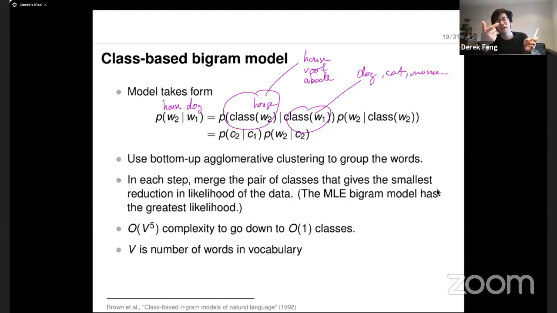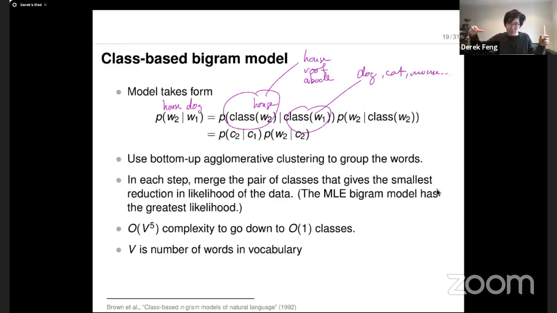Basically here, think of it this way: when I say probability of class given W2, that's saying I want to match words that are in that class. Well, if the class is only the word itself, then I'm just going to match the word, right? So then this would just reduce to probability of W2 given W1. And then probability of W2 given class of W2 is just going to be 1, because that's the only word in my class, okay? So the key point is that if I set every word to its own class, then it reduces to the normal bigram model.